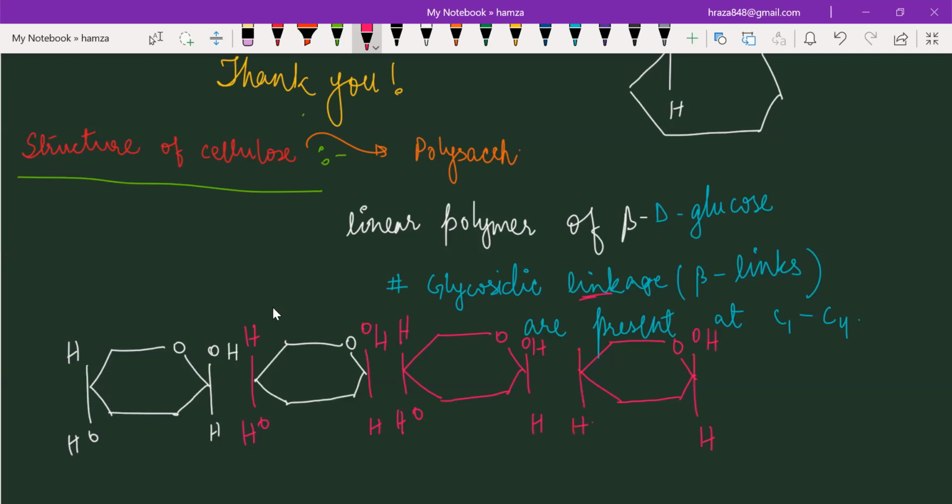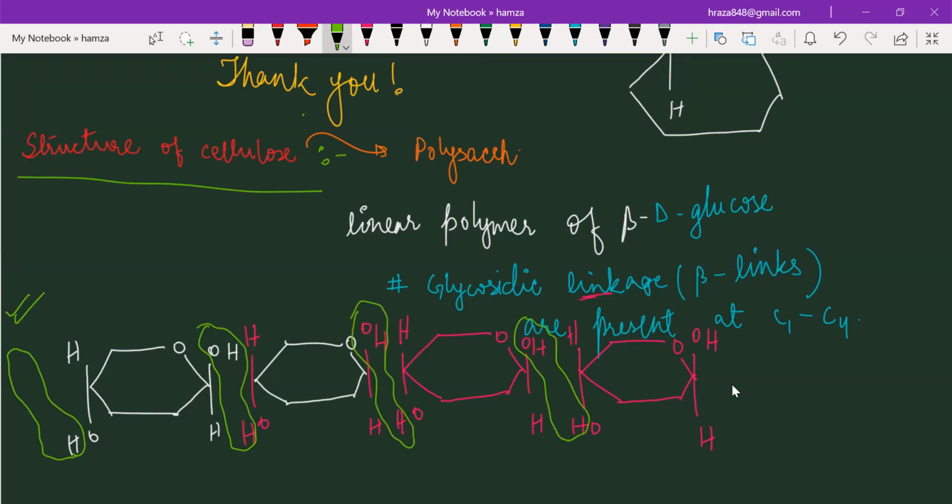Now, what you need to do is just remove water. How are you going to remove the water? This part will be removed by another part of glucose, beta D glucose, and this part you can see OH. In the same way, this will also be removed, this will also be removed, like this. Please write up to this. Then I'm going to show you the structure.